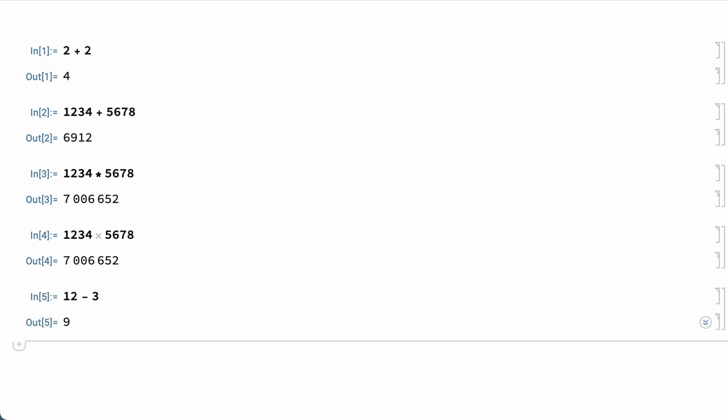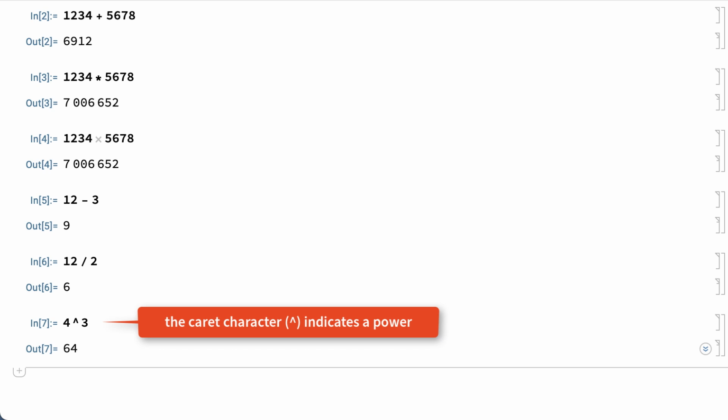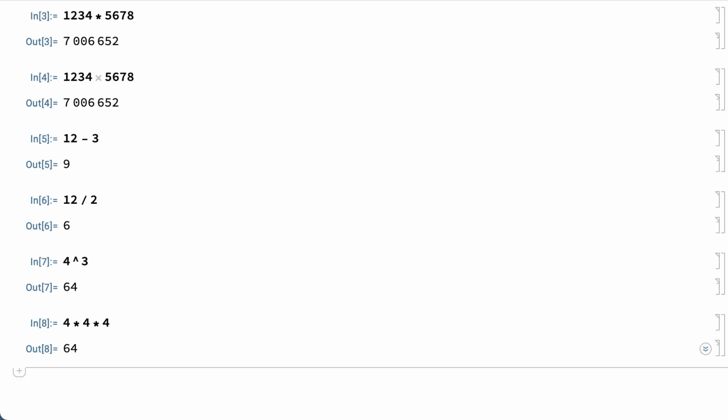Subtraction is entered with a minus sign. This input subtracts two numbers. This input shows dividing two numbers with division shown by the / character. Another common operation is raising a number to a power, which is shown with a caret character, which is the keyboard character that looks like an angle pointed up. This input gives the number 4 raised to the power 3. 4 raised to the power 3 is the same as 4 multiplied by itself 3 times.